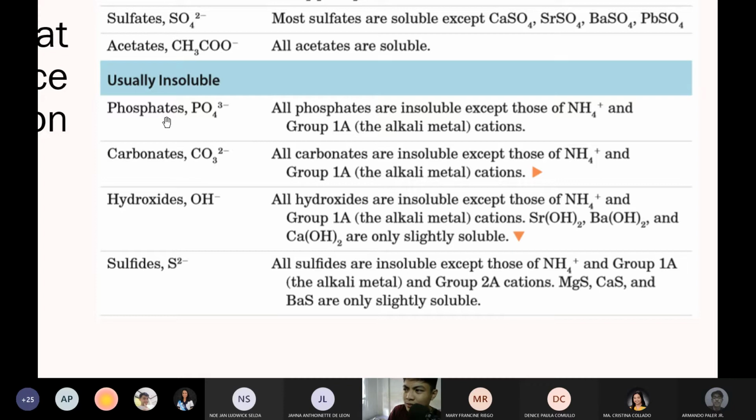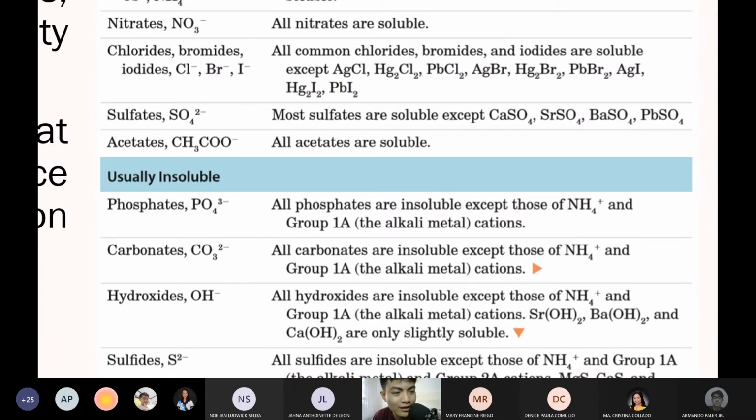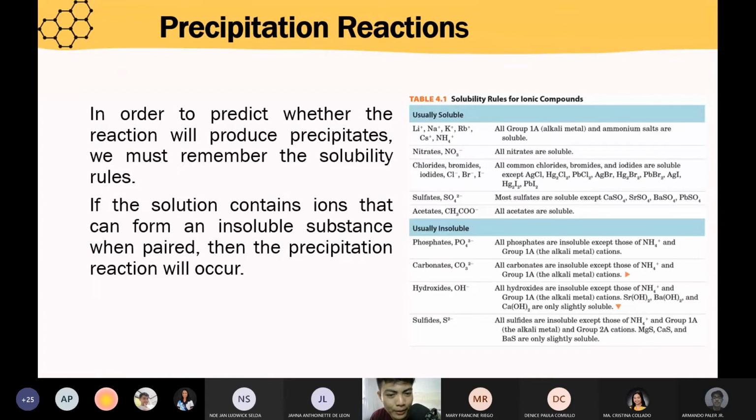For carbonate, you have the same rule as the phosphate. For hydroxides, all hydroxides are insoluble except those of ammonium, group 1, strontium, barium, and calcium. Sila daw ay insoluble unless you pair them with ammonium, group 1, strontium, barium, calcium. And then you have your sulfides, same rule. Sulfides are insoluble except those paired with ammonium, group 1, and group 2. So basically, dito mo malalaman kung sino yung partners na insoluble and soluble.